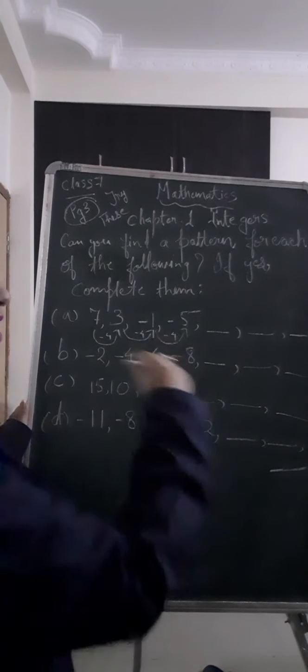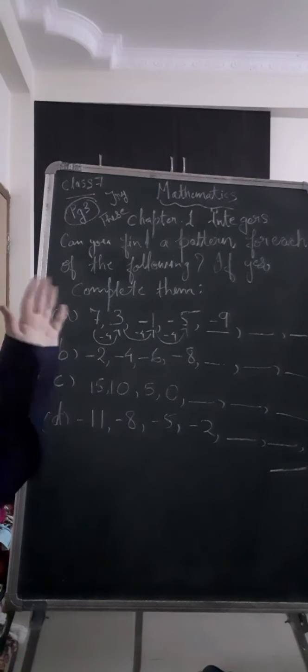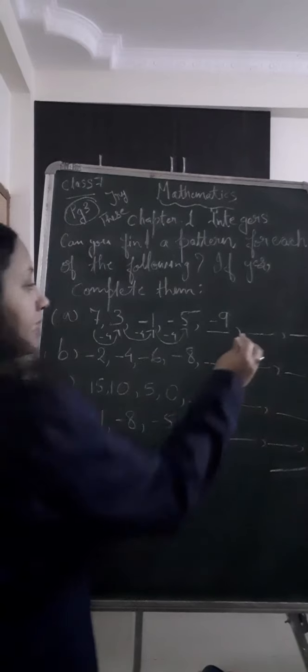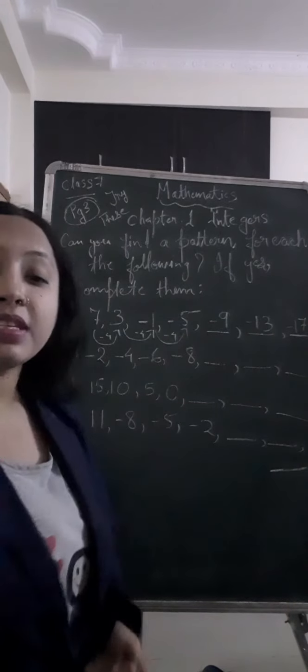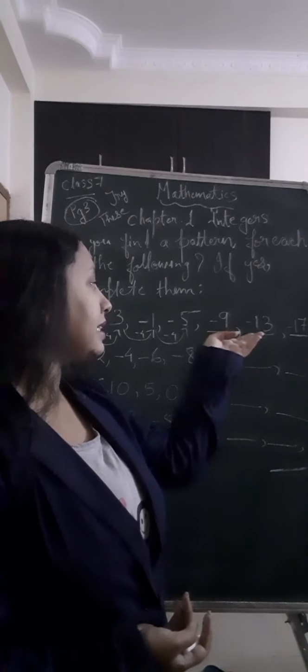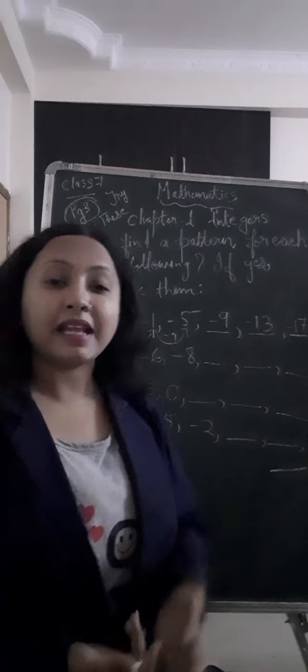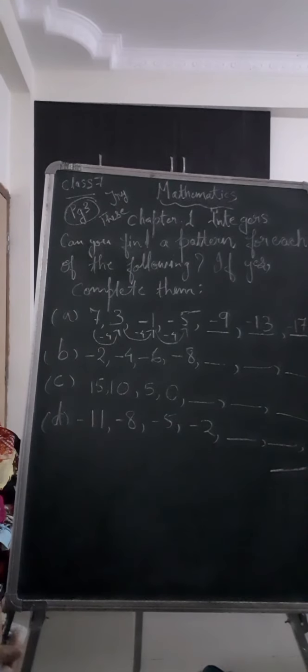So every time we are subtracting 4 from each term. So when I subtract 4 from -5, the very next number would be -9. Similarly, when I subtract 4 from -9, the very next number will be -13, and the very next number after -13 will be -17. Okay, so this way we will complete the first series. So the numbers will be -9, -13 and -17.